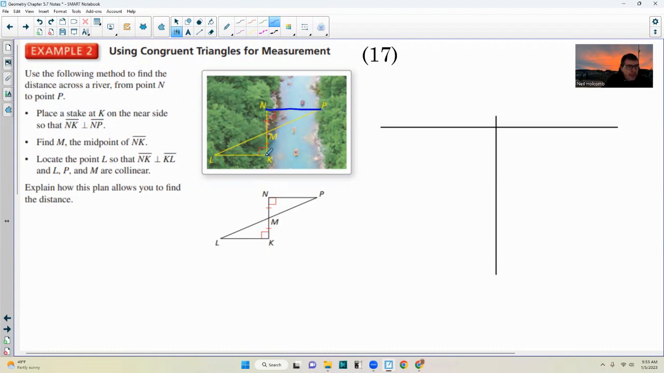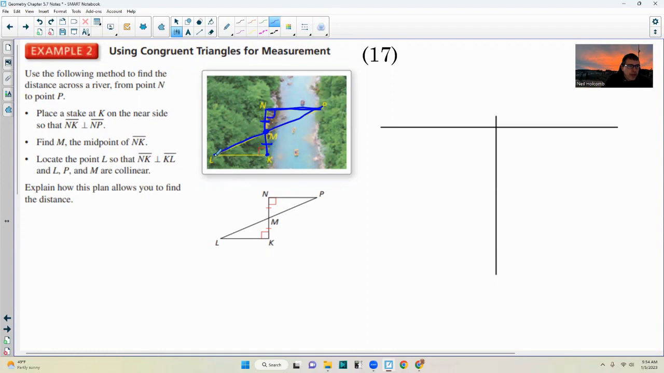So we place a stake here at K so that NK and NP are perpendicular, forming this 90-degree angle. I'm just talking this through. Find M, the midpoint of NK. So then you'd find this midpoint, that by definition of midpoint, then MK would be congruent to NM. Okay, and it says L, P, and M are collinear. So then we have 3 points on this line.